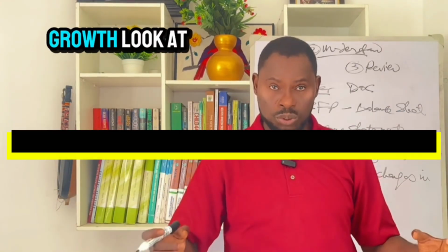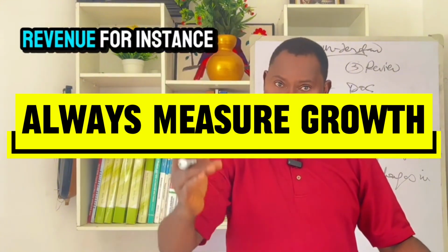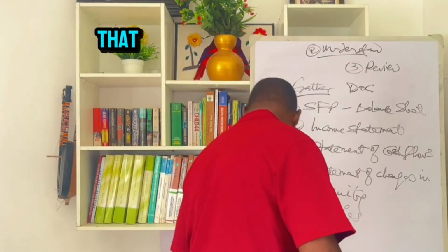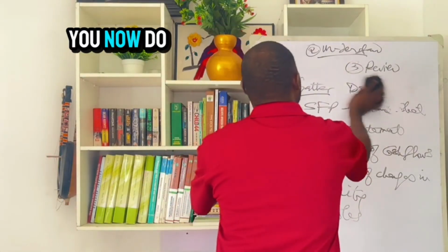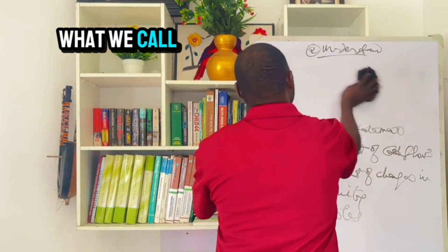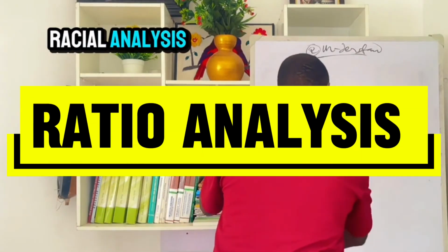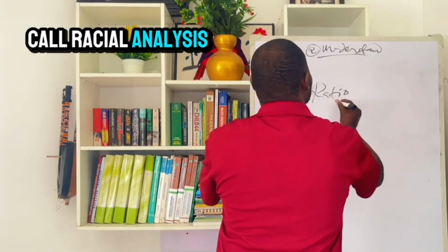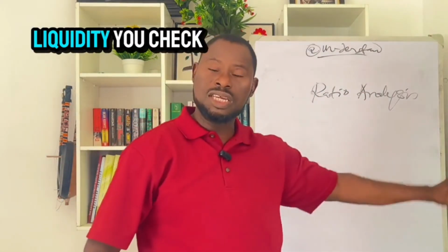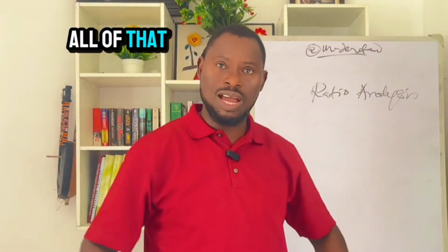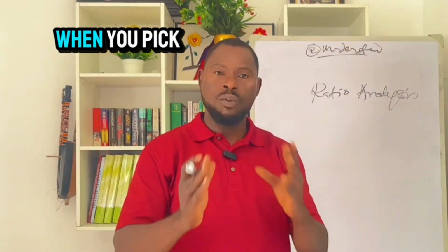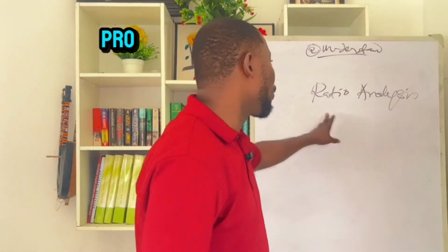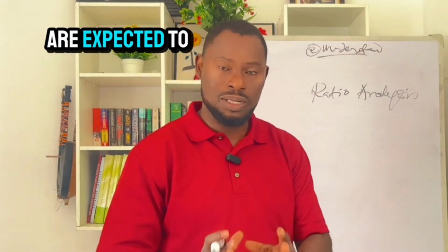You check for growth. Look at some of the indices. You look at revenue, for instance. Is revenue increasing or is it decreasing? Now, after doing all of that, the last one you now do, you carry out what we call ratio analysis. You check for liquidity, you check for efficiency and all of that. But generally, when you pick up the financial statements to analyze them as a pro, these are the things that you are expected to do.